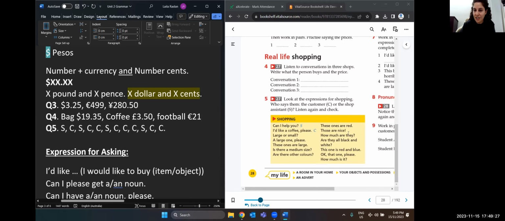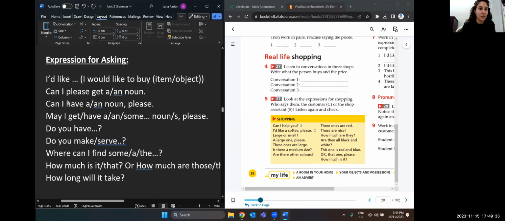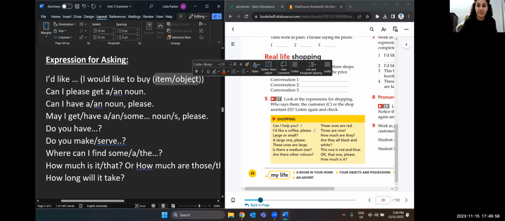Okay, so really important, when we go to buy something, we need to have ways of speaking. So we have a conversation here, which is the same conversation we heard before. Let's look at some of the words that they used. So you could say, I'd like, or I would like. I'd like is just a short way. So I would like to buy, and then say what the object is. So I'd like to buy a small coffee, thanks. I'd like to buy a book. I would like to buy a hat, whatever.